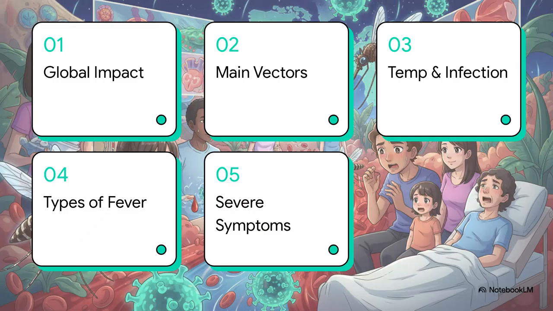So here's our roadmap for today. We'll trace this journey starting from the massive global scale of the disease down to the microscopic villains responsible for it, how temperature supercharges them, and finally the severe effects this virus has on our bodies.